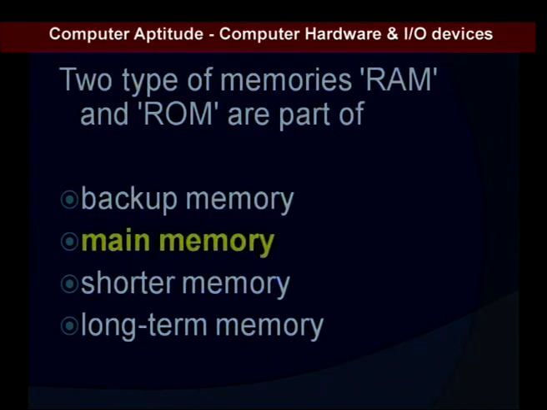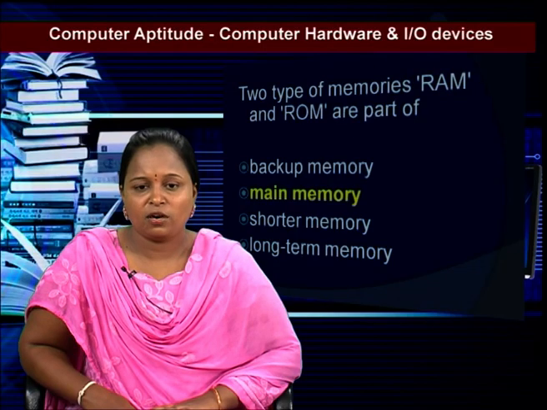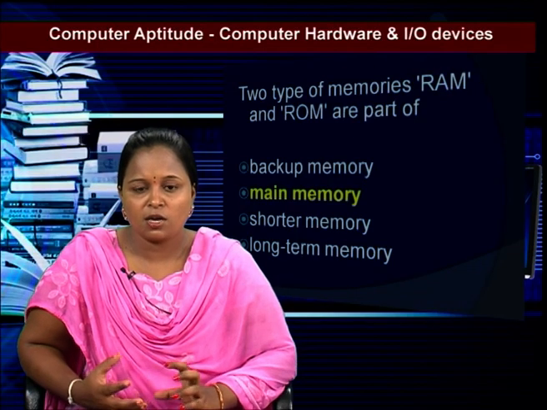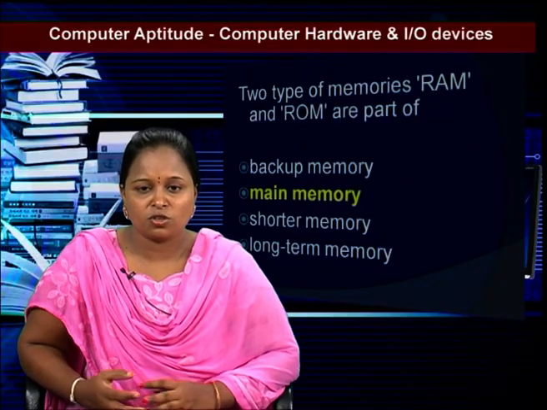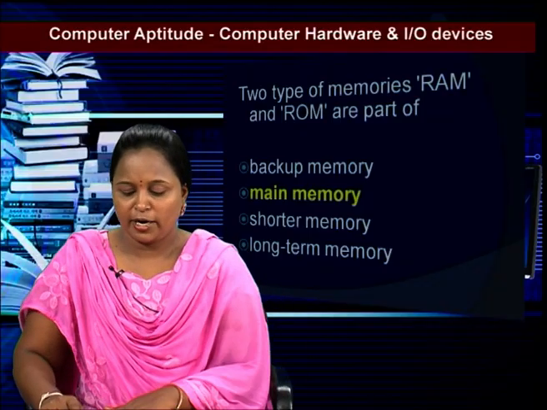There are two types of memory in the memory section: RAM and ROM. RAM means random access memory, and that is why we call it random access memory. Next, ROM, read only memory. Read only memory is a part of the main memory. These two are parts of the main memory. Main memory consists of RAM and ROM, random access memory and read only memory.